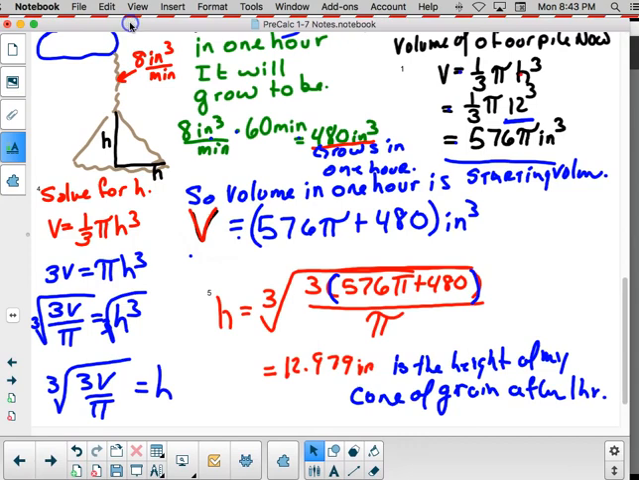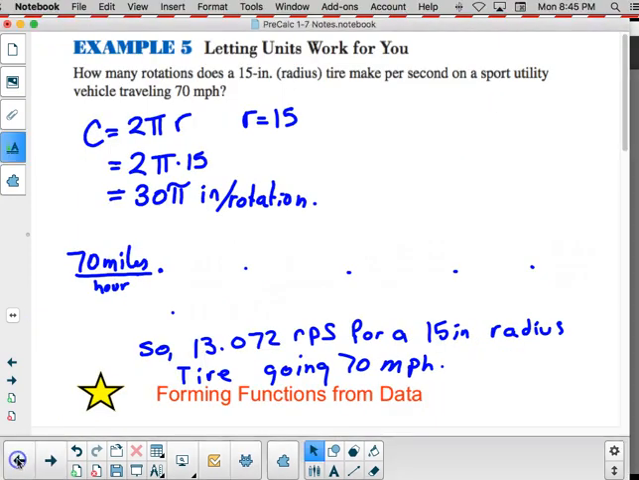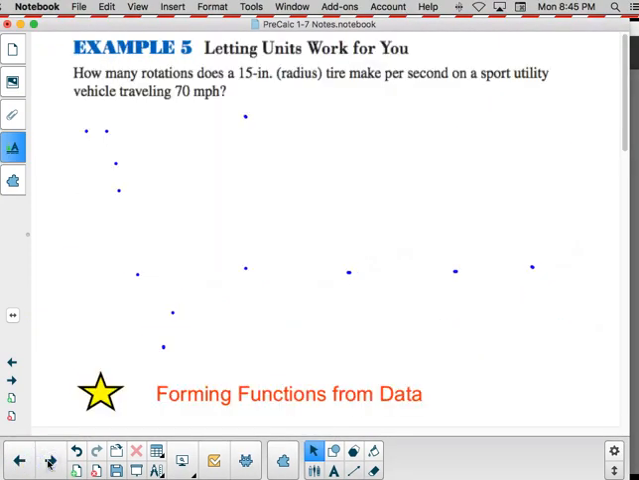Now, the next thing we're going to do is a linear regression. Did I say linear regression? I meant stoichiometry. Example 5, letting units work for you. How many rotations does a 15-inch radius tire make per second on a sport utility?